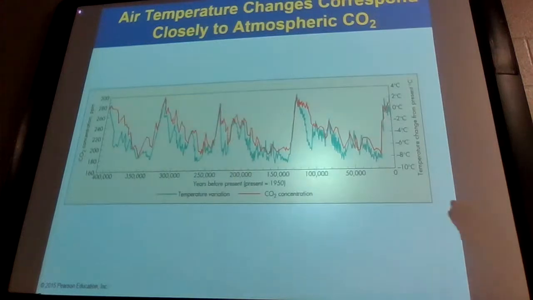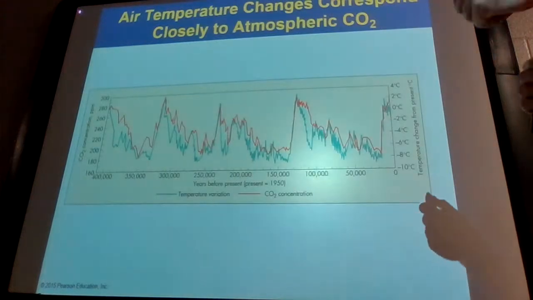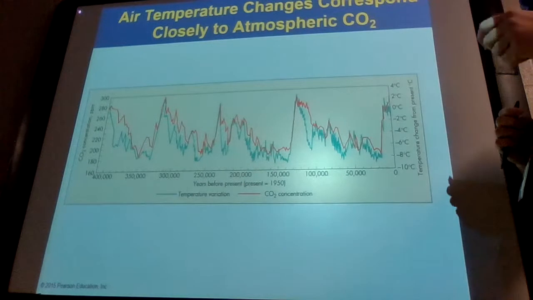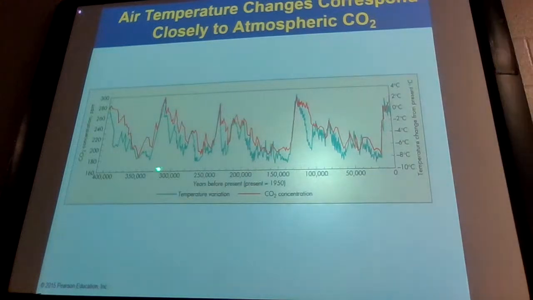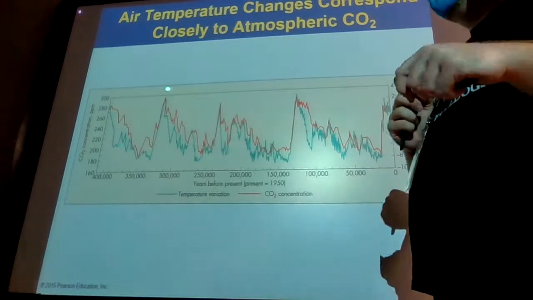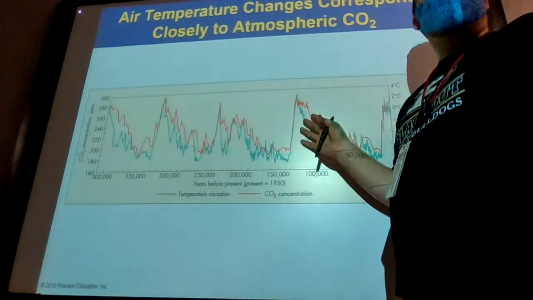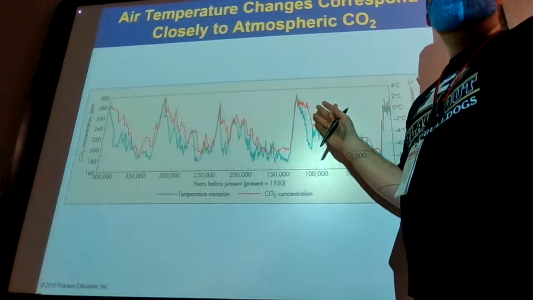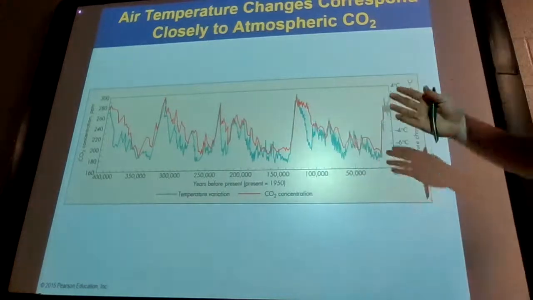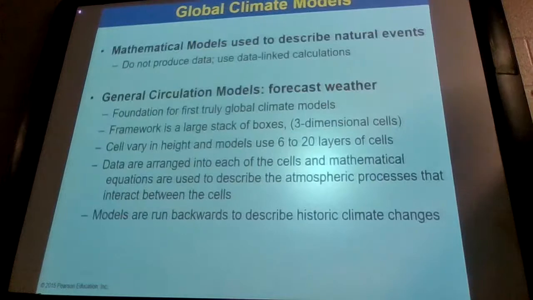Let's see. Air temperature changes correspond closely to atmospheric CO2. So what they've done is overlaid our temperature graph, which is in green, with our CO2 graph, which is in red. And we see that as your CO2 goes up, your temperature also goes up. As your temperature goes down, your CO2 also goes down. So, if anybody is ever like, well, CO2 doesn't necessarily mean it's going to get hotter. Yeah, it pretty much does.